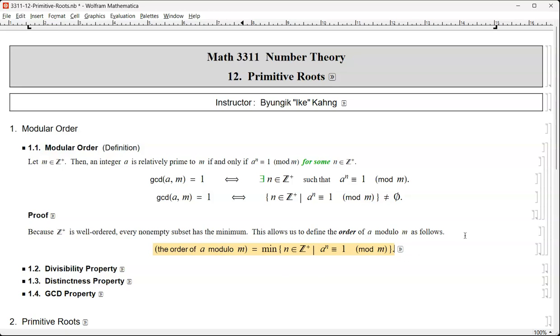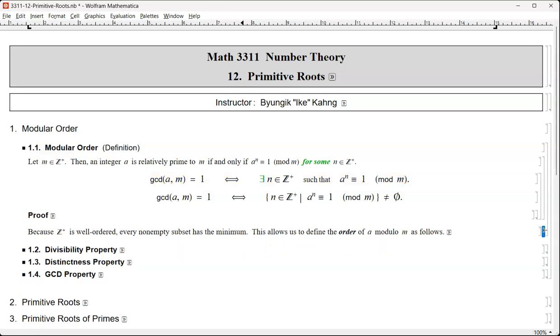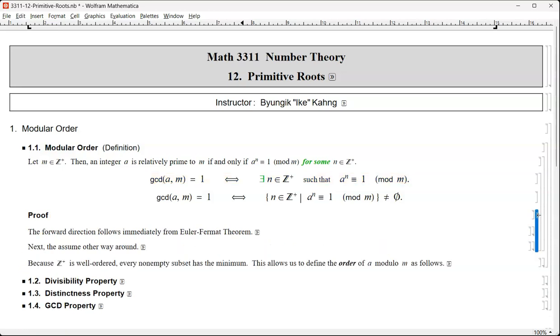Of course, in order to make this definition, we have to prove it. This is the foundation lemma that allows us to define it like this. So let's prove this lemma first. This is a biconditional statement, so we have to prove both directions. The forward direction is easy.